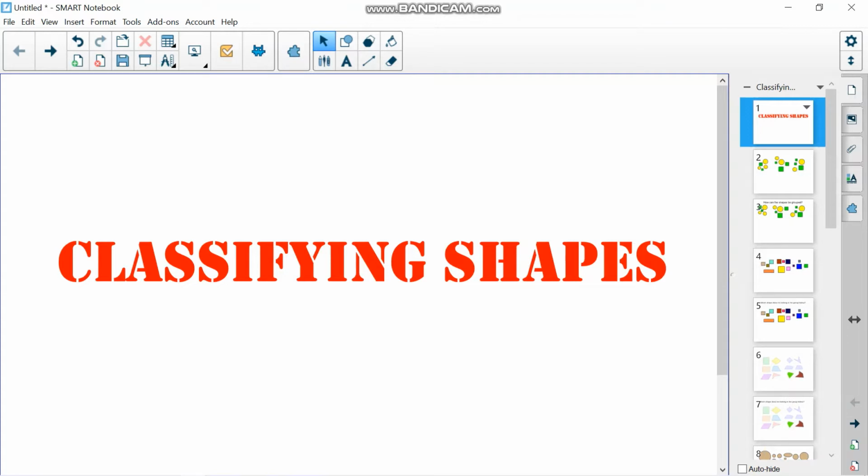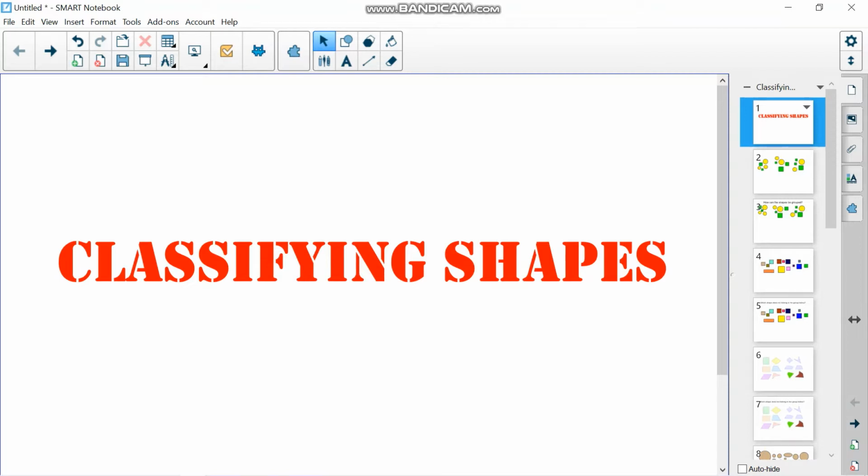Today we're going to talk about classifying shapes. So what do we mean by classifying? Classifying means putting objects into groups based on the property or the properties that they have. So in this session, we will only focus on grouping shapes according to their properties.